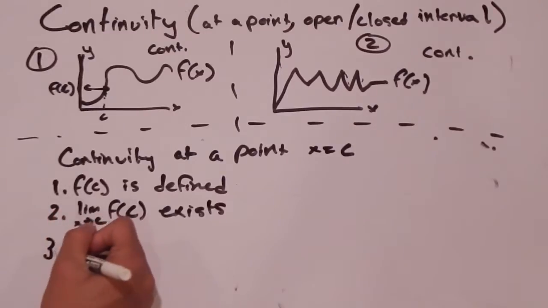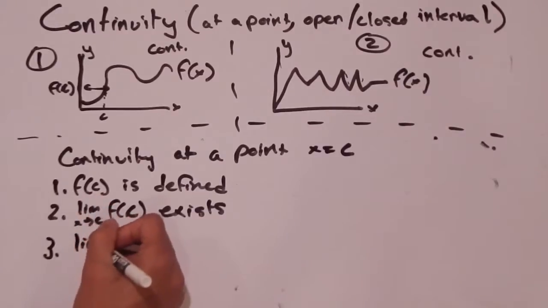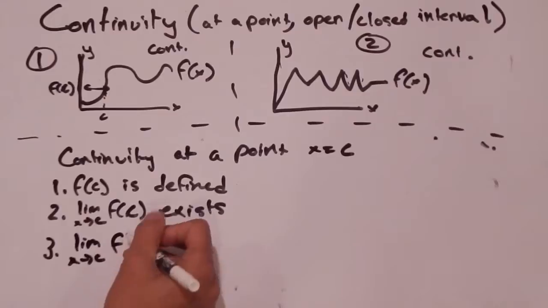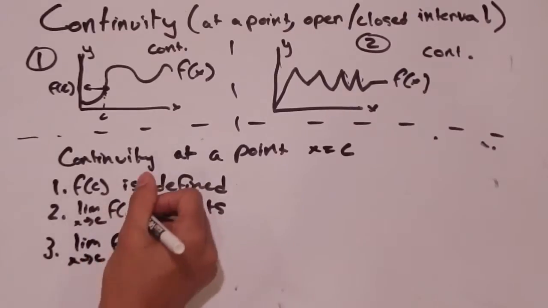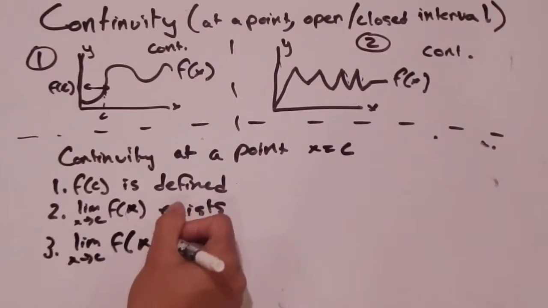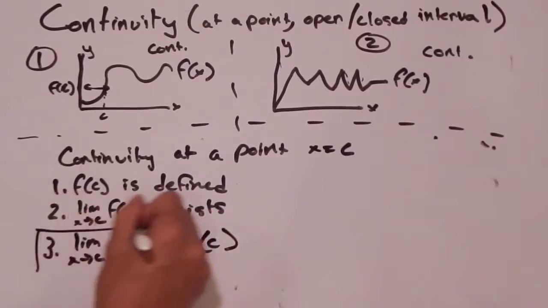And the third condition, and this is the most important condition, is that the limit as x approaches c of f of, and this should be f of x, not f of c. The limit as x approaches c of f of x is equal to f of c. And this is the most important one, so I'm going to put a box around it.